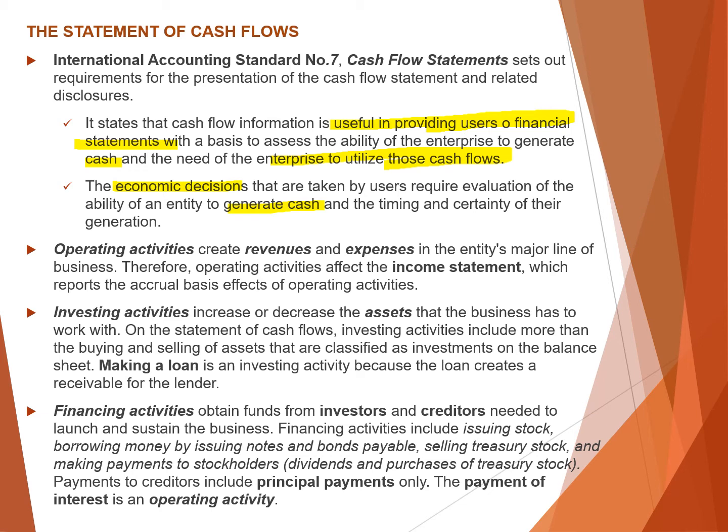Now, in statement of cash flows, there are three kinds of activities. The first one is operating activities. The second one, investing activities. And the last one is the financing activities. When we say operating activities, ang involved na elements dito ay revenues and expenses or yung tinatawag na elements that affect income statement. Sa investing activity naman, these are the increases or decreases in assets. So take note ha, sa investing, ang element na involved dito ay assets.